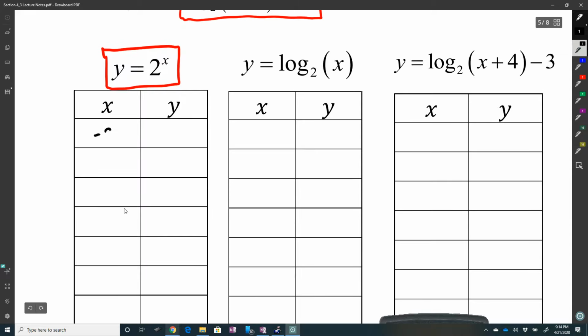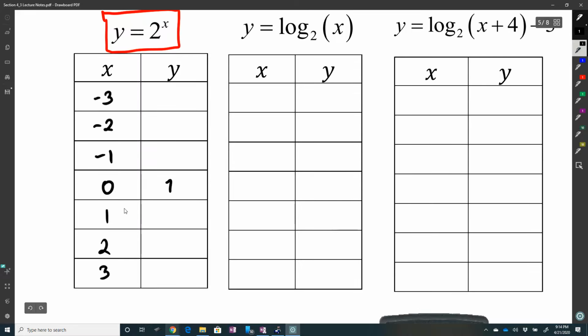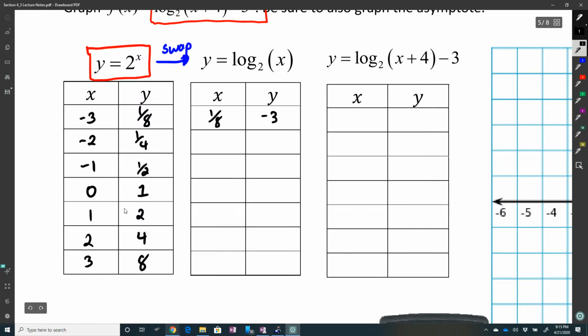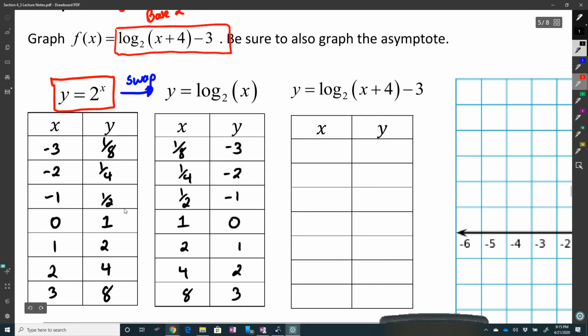So I have 2 to the x. I'm going to do -3, -2, -1, 0, 1, 2, 3. 2 to the x is 1/8, 1/4, 1/2, 1, 2, 4, 8. And all I do to go from 2 to the x to log base 2 of x is I swap the values. So 1/8, -3, 1/4, -2, 1/2, -1, 1, 0, 2, 1, 4, 2, 8, 3. And now I can do my transformations.